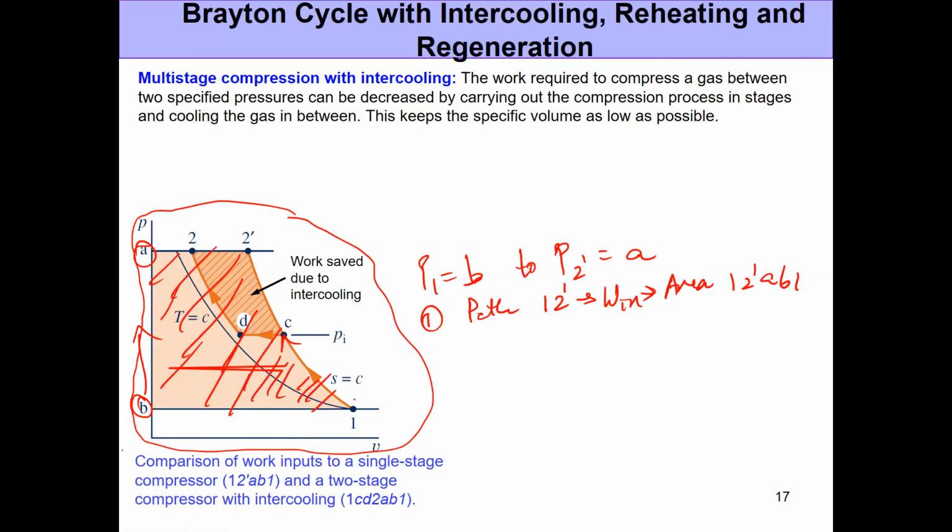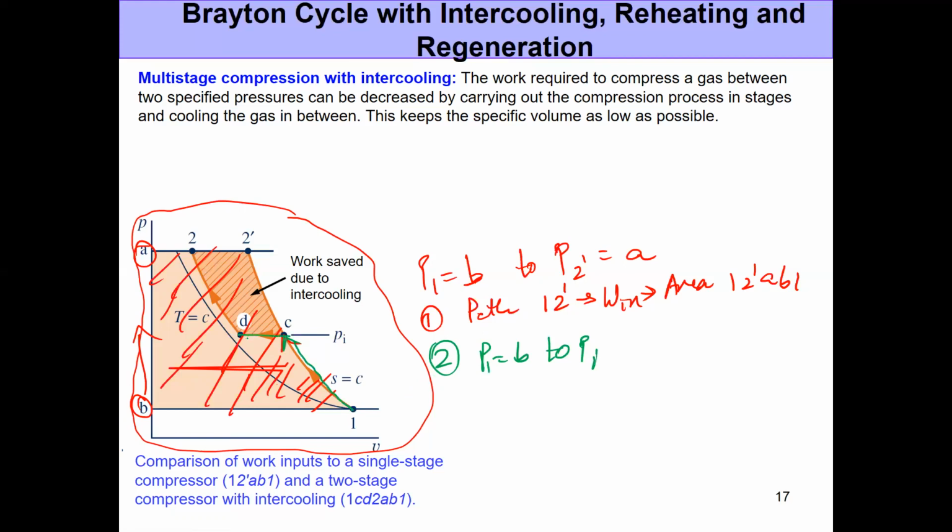Now you can also achieve the same pressure at the exit of the compressor by going along another path. Instead of compressing everything in one stage, you could do that in two stages. You compress from a pressure of B to an intermediate pressure PI in the first step. So this is what you do in the first compressor. Then you cool down the gases.